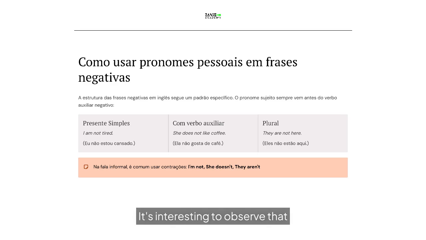It's interesting to observe that in informal speech, contractions are commonly used. Instead of saying, "I am not," you might hear, "I'm not." Similarly, "she does not" can become "she doesn't," and "they are not" often shortens to "they aren't."